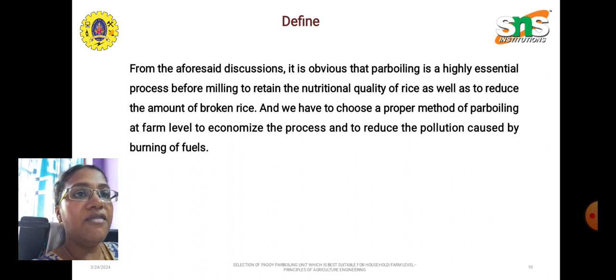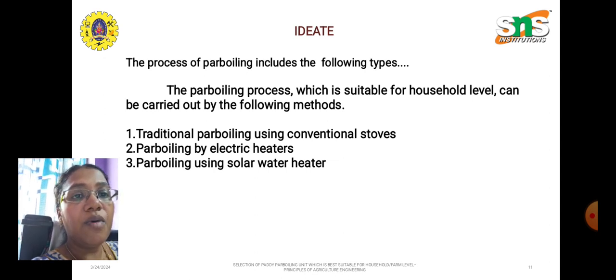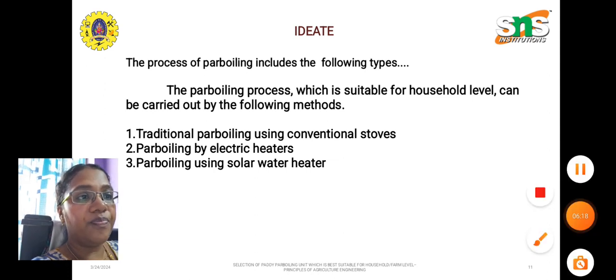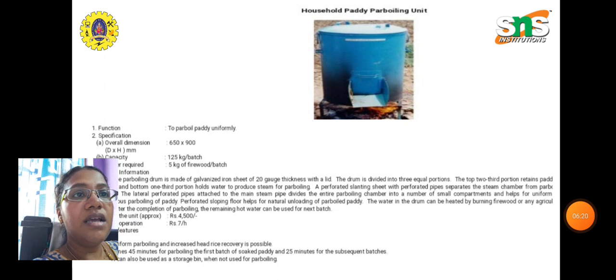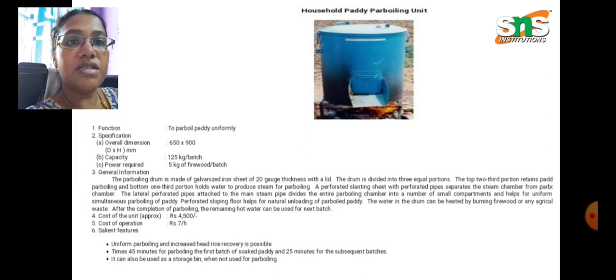So keeping that in mind, we have ideated the following methods of parboiling at household level. One is traditional parboiling using conventional stoves, parboiling by electric heaters, and parboiling using solar water heater. Okay, so first is the household paddy parboiling. The function of this is mainly to parboil paddy uniformly. In this picture we can see the paddy parboiling unit for household purpose.